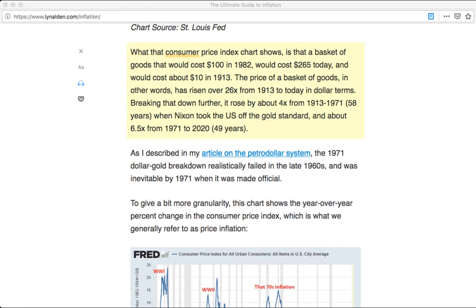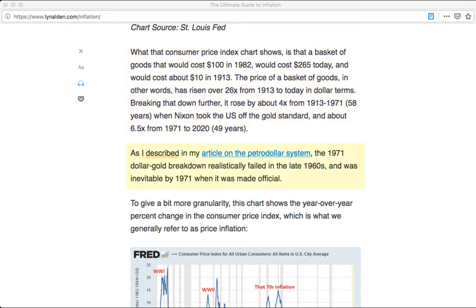What that Consumer Price Index chart shows is that a basket of goods that would cost $100 in 1982 would cost $265 today, and would cost about $10 in 1913. The price of a basket of goods, in other words, has risen over 26x from 1913 to today in dollar terms. Breaking that down further, it rose by about 4x from 1913-1971, 58 years, when Nixon took the U.S. off the gold standard, and about 6.5x from 1971 to 2020, 49 years.